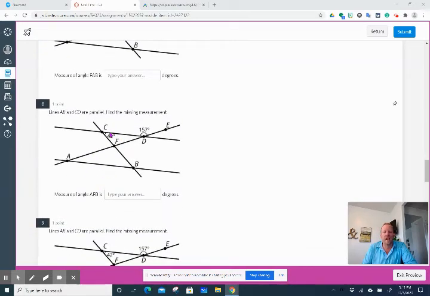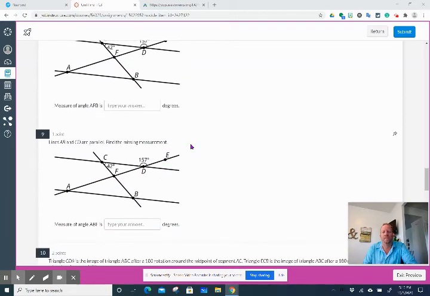Then my angle AFB means this angle right here is going to be the same as this angle here. So I already know this is 23. Now I'm going to just use the angles in a triangle. 42 plus 23 is 65. So this means this one is 115, which means guess what? This one's exactly the same, so 115.